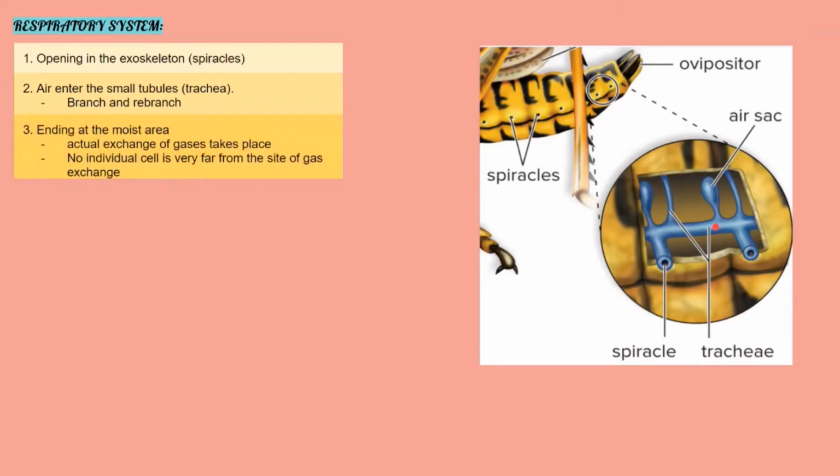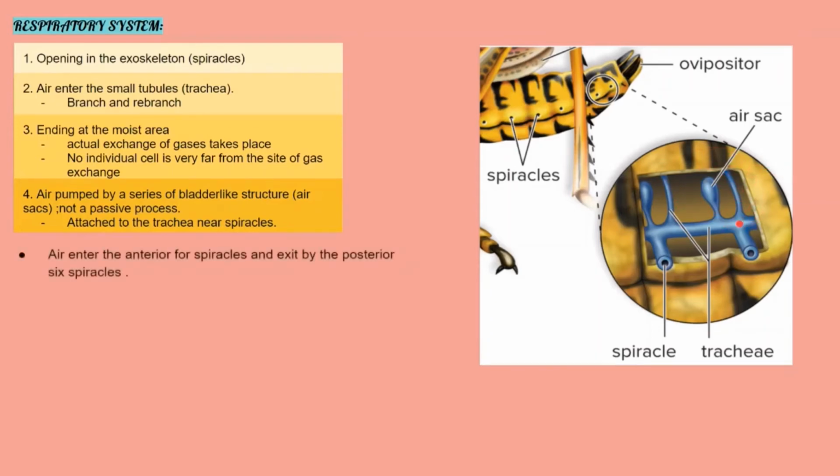The moist area is where the actual exchange of gases happens, and no individual cell is very far from the site of gas exchange. The air will be pumped by a series of bladder-like structures, or air sacs, so it is not a passive process. The air sacs are attached to the trachea near the spiracles. The air will enter the anterior spiracles and exit by the posterior spiracles.